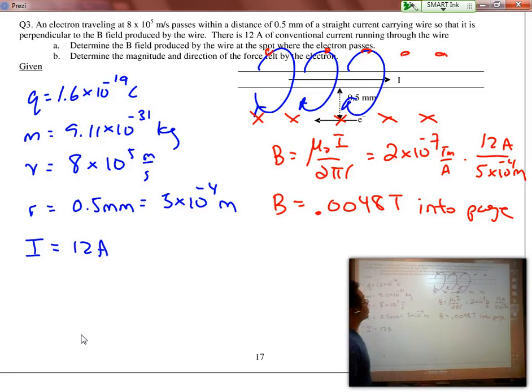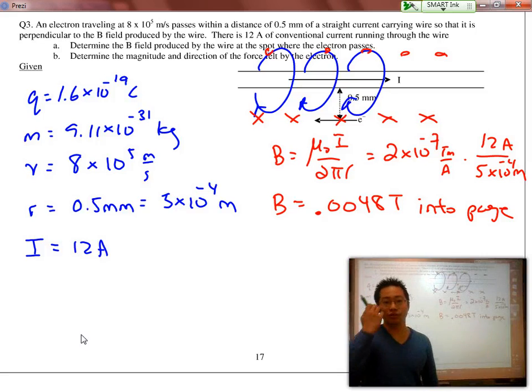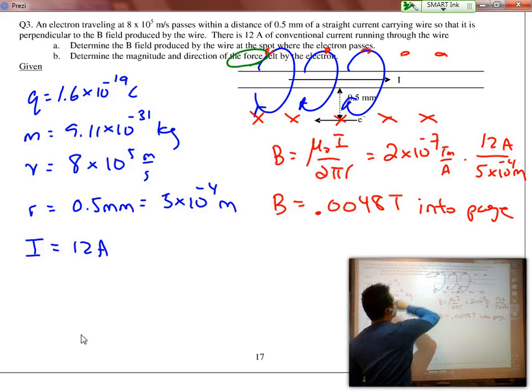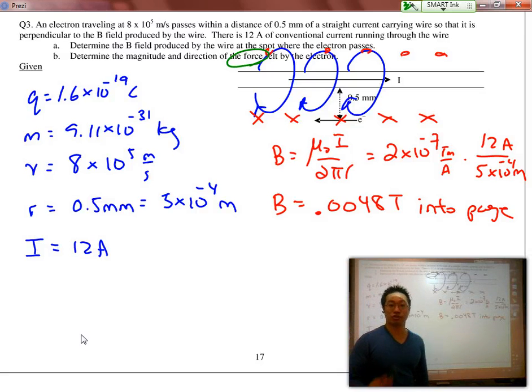Now, the next part of the question asks us, what's the magnitude and direction of the force felt by the electron? Now, the force, understand, is the magnetic force acting on the electron due to an external field. This is the third hand rule.